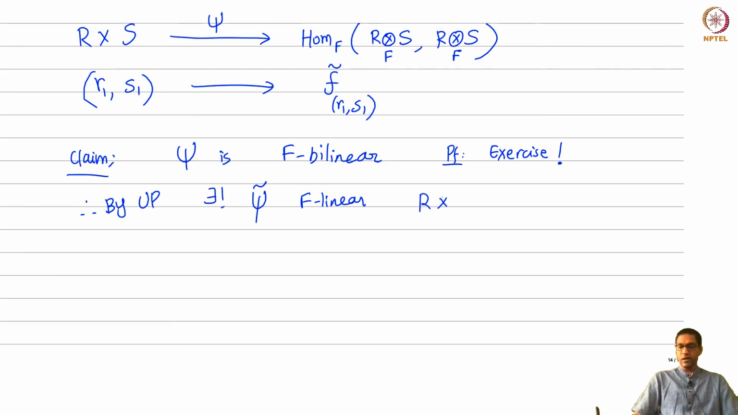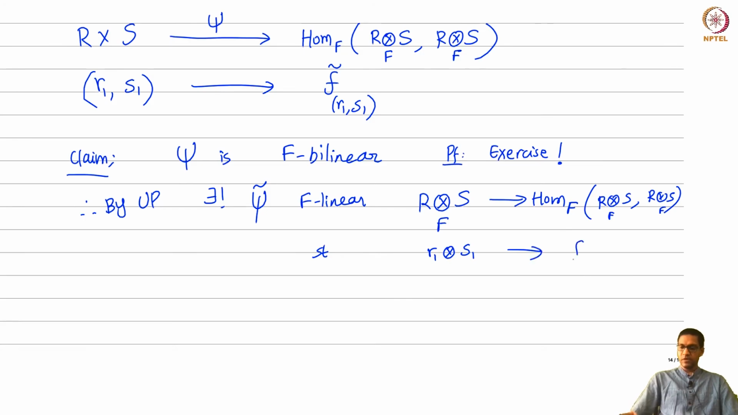From where to where? From R tensor S to the space of F linear homomorphisms. Okay, such that this diagram commutes. So I should say, such that what does it do? It takes R1 tensor S1 to F tilde of R1 S1. Okay, good, and that's more or less what we want finally.